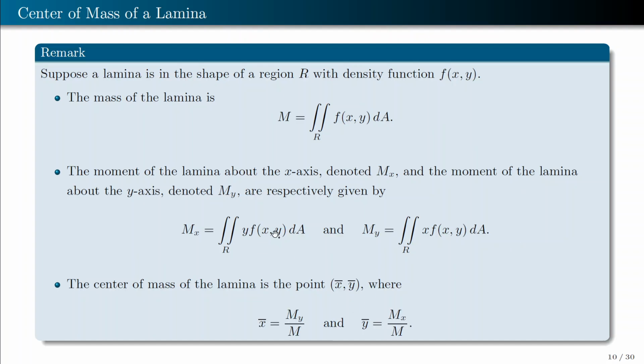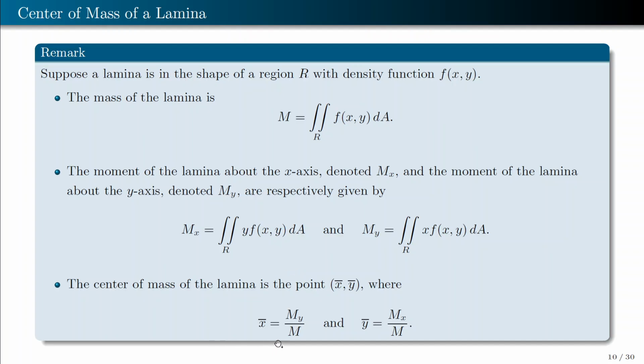X bar is actually m sub y over m, the total mass of the lamina, and y bar is m sub x over m. So this is the double integral over m. Okay, so try not to be confused by these formulas.